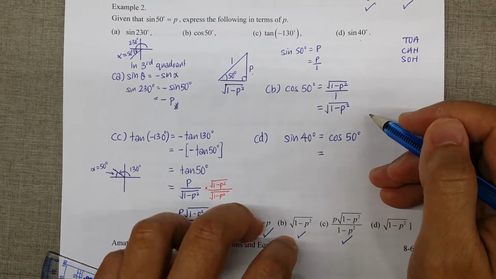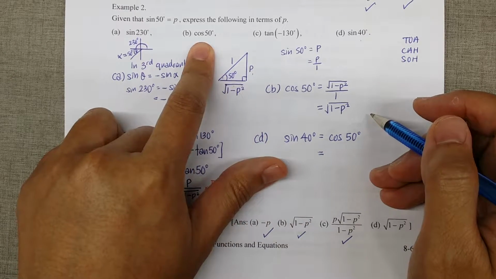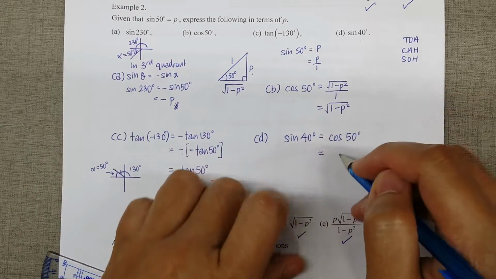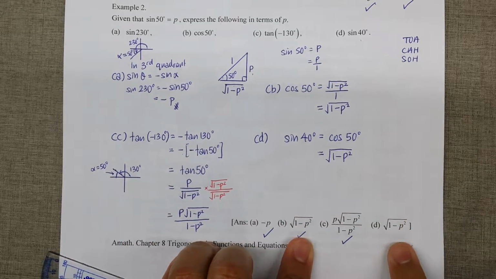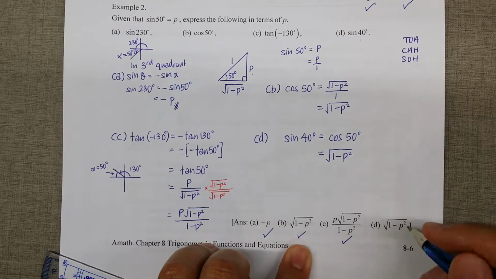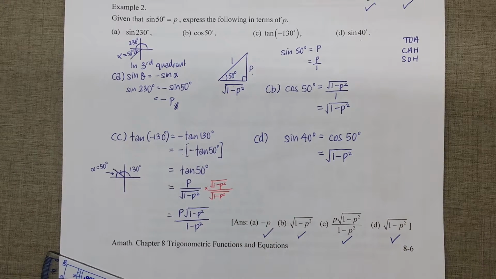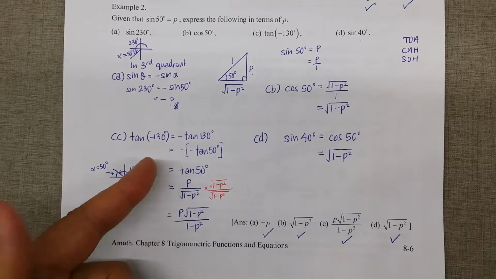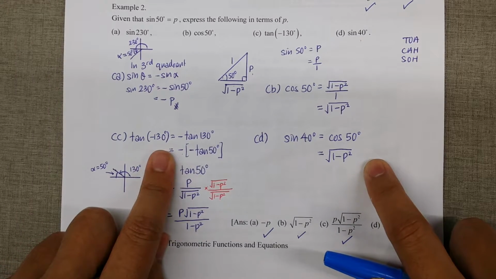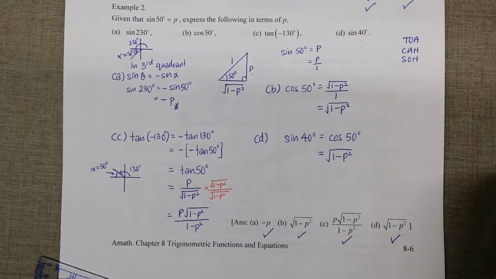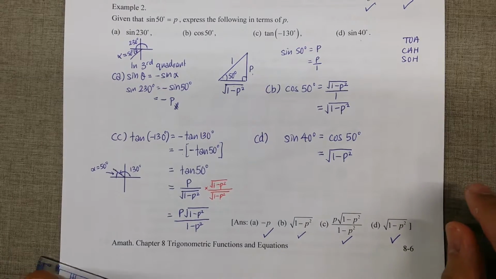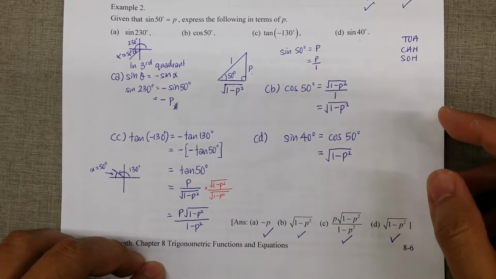Okay, and I have the answer earlier on. Can you remember? We solved for cosine 50. Cosine 50 answer is here. That's why they have the same answer. Square root 1 minus P square. So this question over here, example 2, tests on negative angles, complementary angles, and of course the 4 quadrants. So make sure you know all of them. If you need more time, please pause the video. If not, turn to the next page.